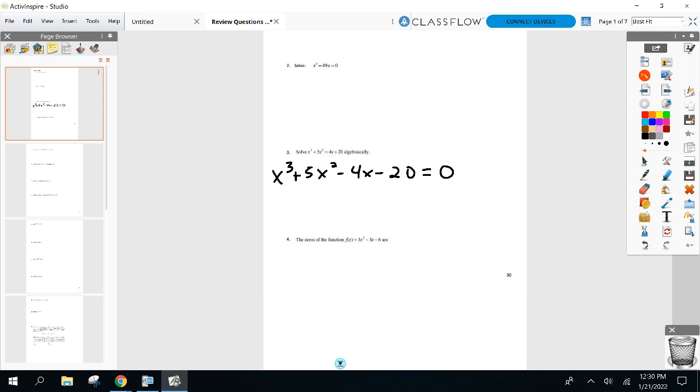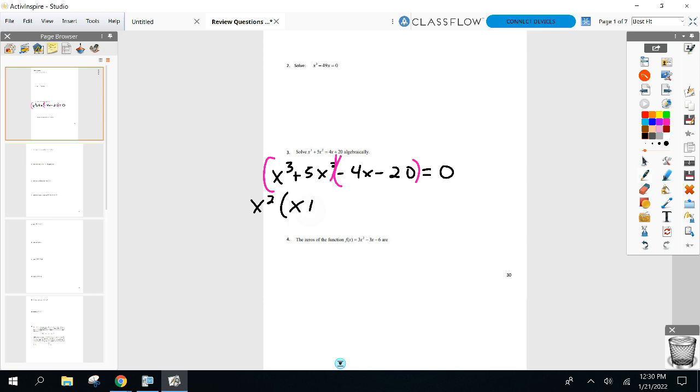No GCF, 4 terms. It is grouping time. First parenthesis, take out an x squared. All the while I'm doing this in the back of my head, how many terms? How many answers should I have? 3, right? Keep that in the back of your mind.